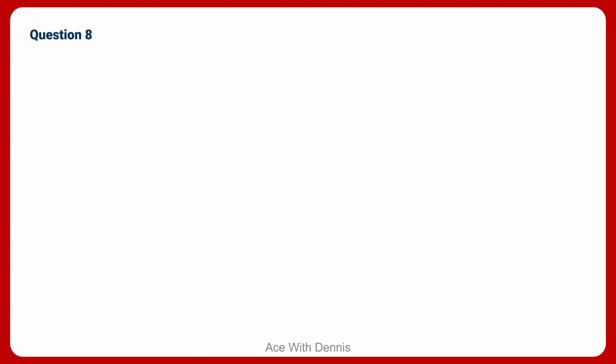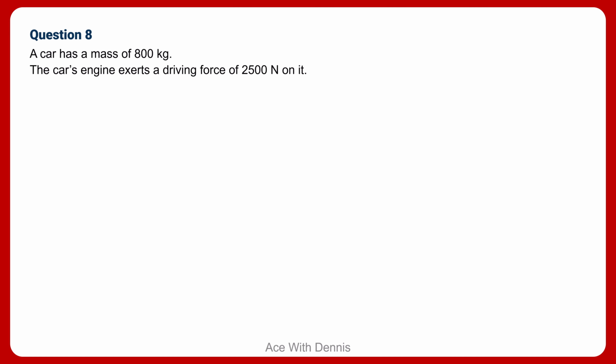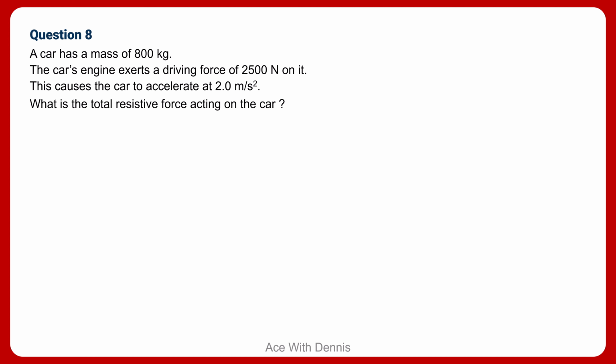Question 8. A car has a mass of 800 kilograms. The car's engine exerts a driving force of 2,500 newtons on it. This causes the car to accelerate at 2.0 meters per second squared. What is the total resistive force acting on the car? A. 900 newtons. B. 1,600 newtons. C. 2,100 newtons. Or D. 4,100 newtons.